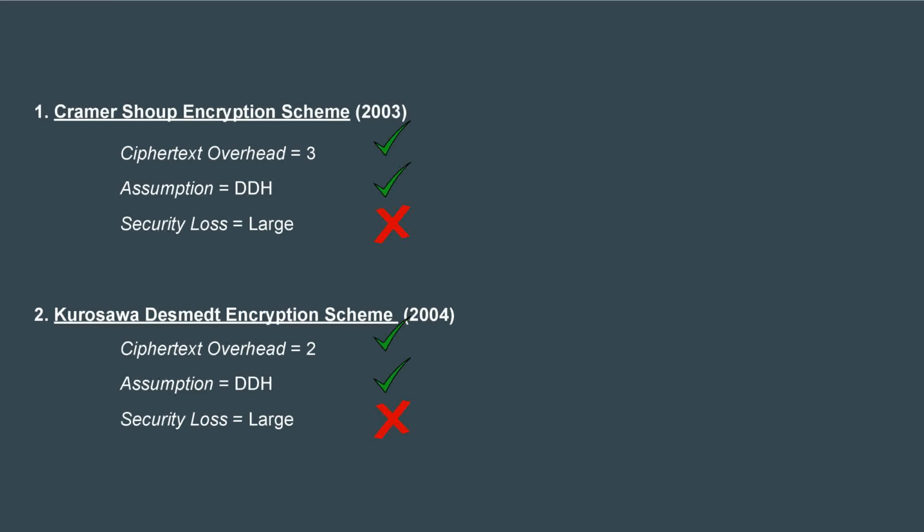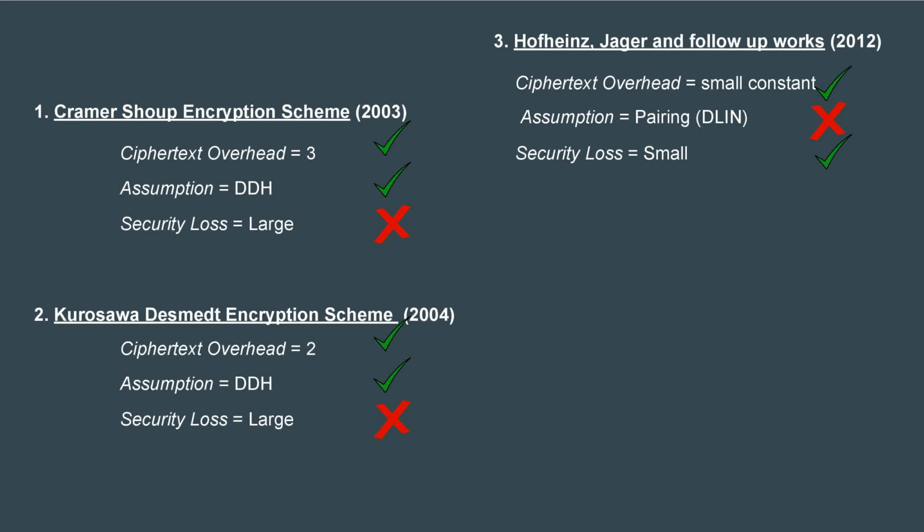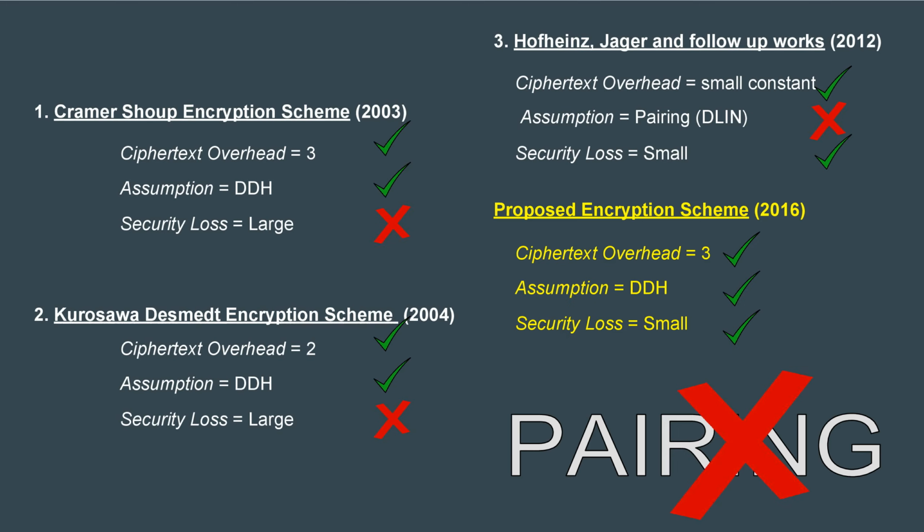Subsequently, in 2004, Kurosawa and Desmedt improved the ciphertext overhead to 2, but the scheme still had a large security loss. In 2012, Hofheinz and Jager and a series of follow-up works were able to get a tight security loss but had to resort to strong pairing-related assumptions in order to do this. Finally, in 2016, this paper proposes a new PKE scheme that does away with pairing-related assumptions and instead is able to get tight security reduction directly from the DDH assumption.